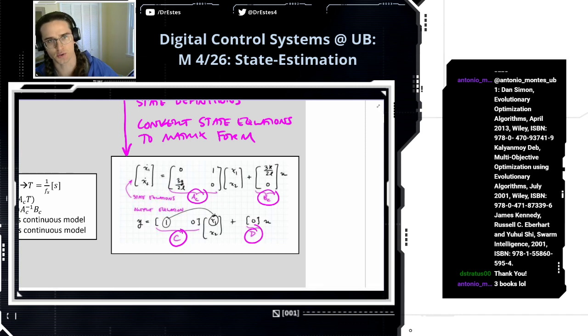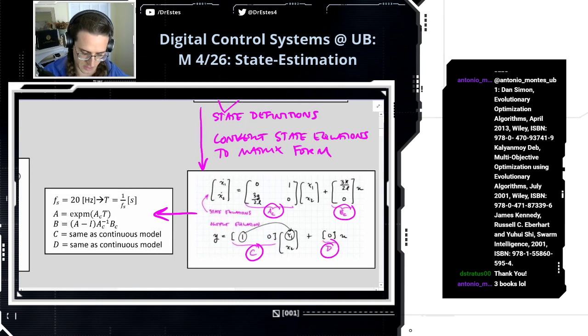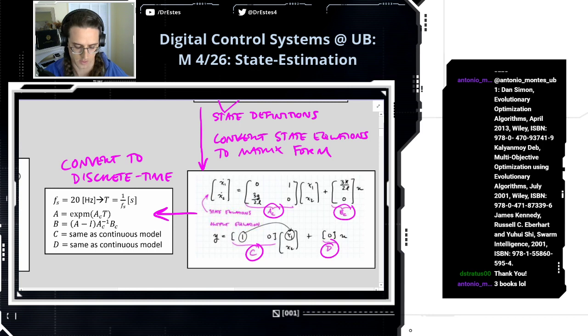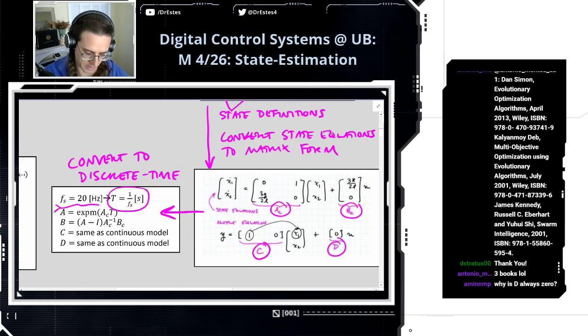But we're doing digital controls in discrete time. So once you have that continuous model, you use these equations in this block to convert to discrete time. So the first thing, what's your sampling frequency going to be? For us, it's 20 Hertz. And from there you get your sampling period. And then these are the equations for A, B, C, and D.